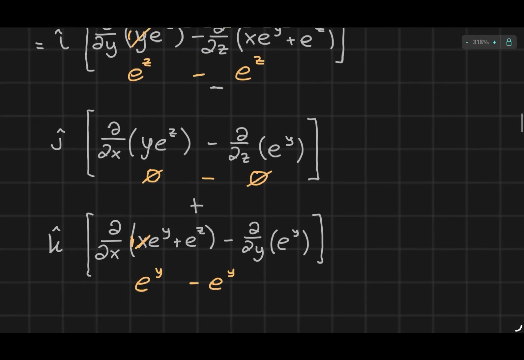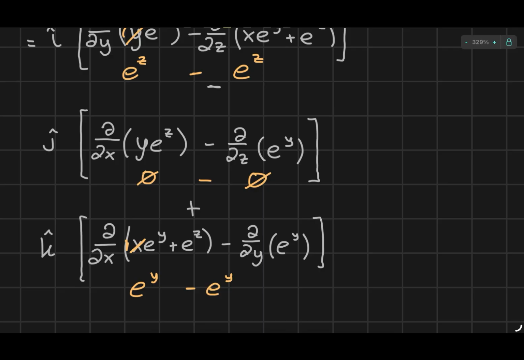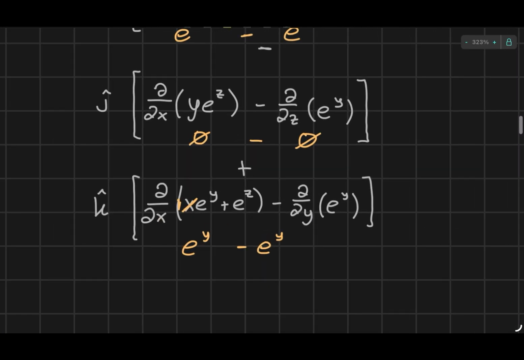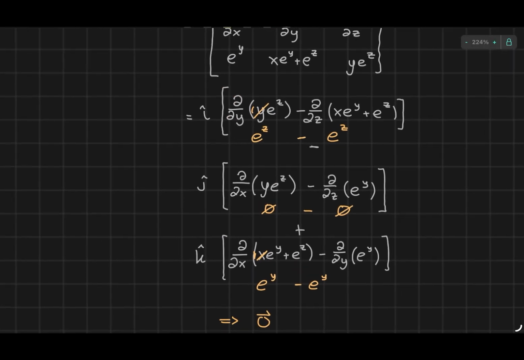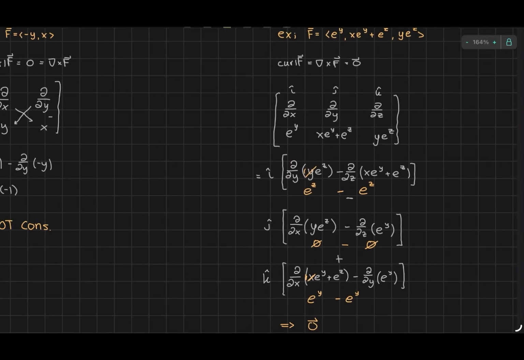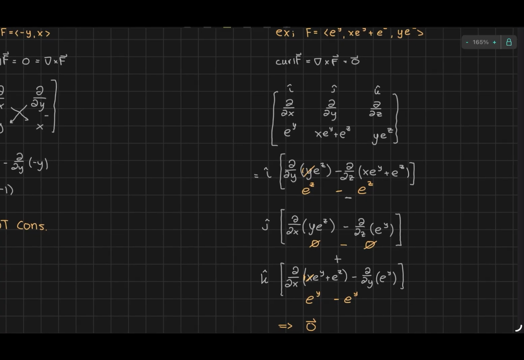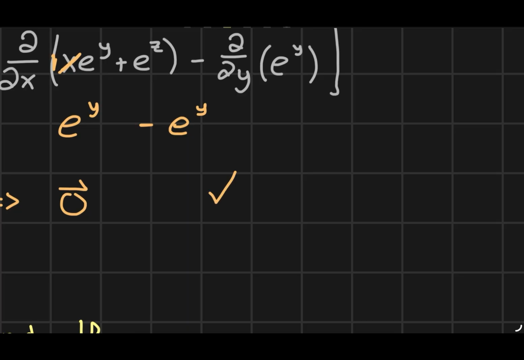So just kind of doing our algebra here, e to the z minus e to the z is equal to 0. 0 minus 0 is equal to 0. e to the y minus e to the y is equal to 0. Therefore, the curl of f is equal to the 0 vector, meaning this is indeed conservative.